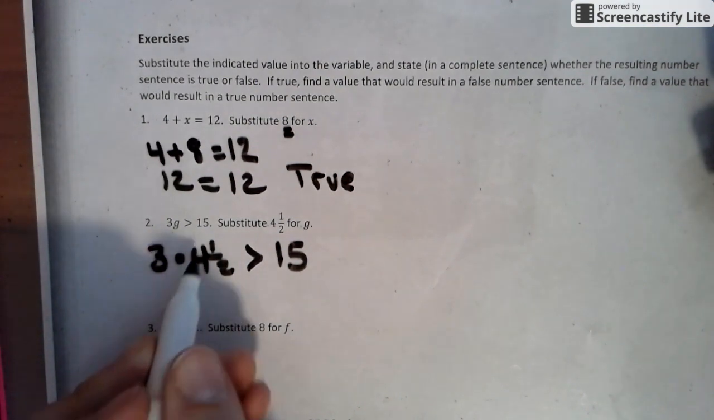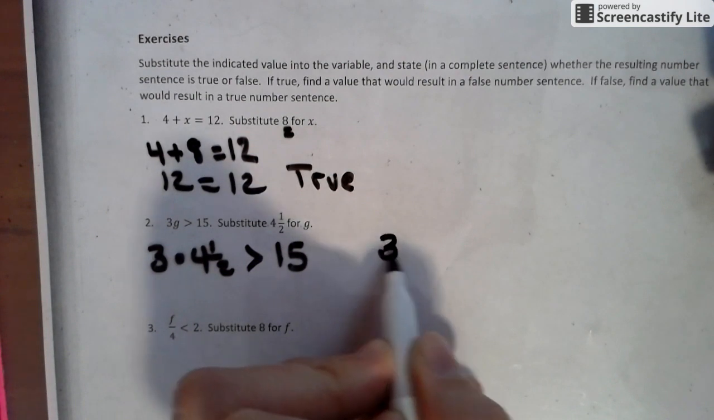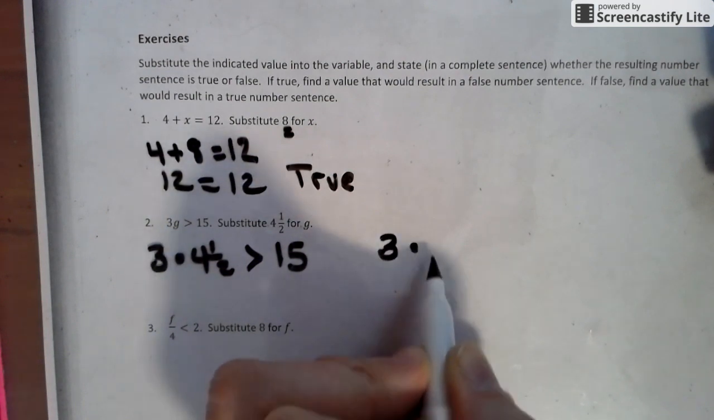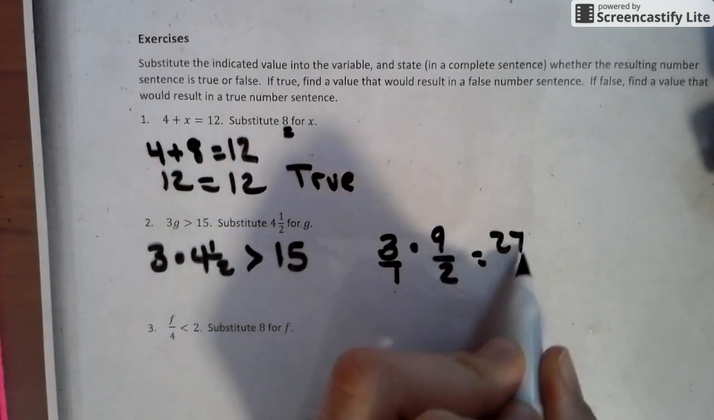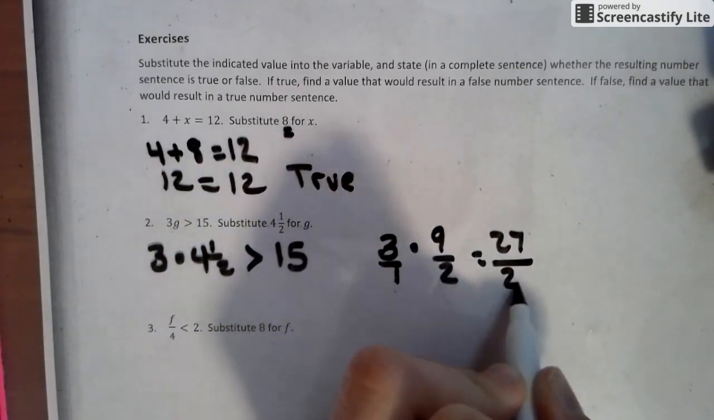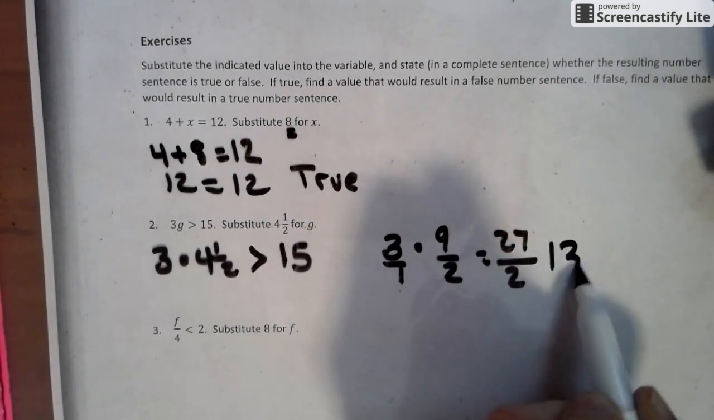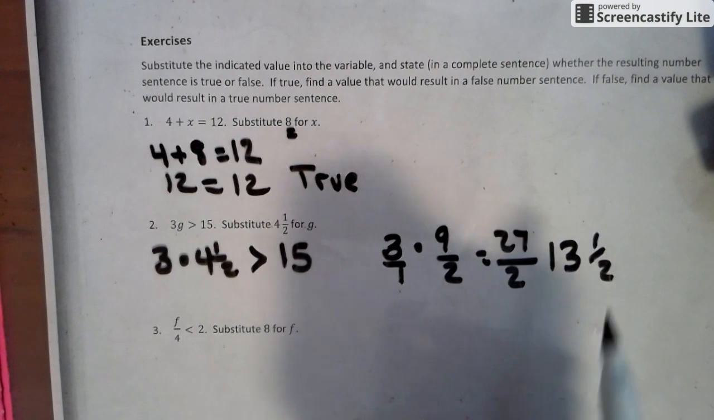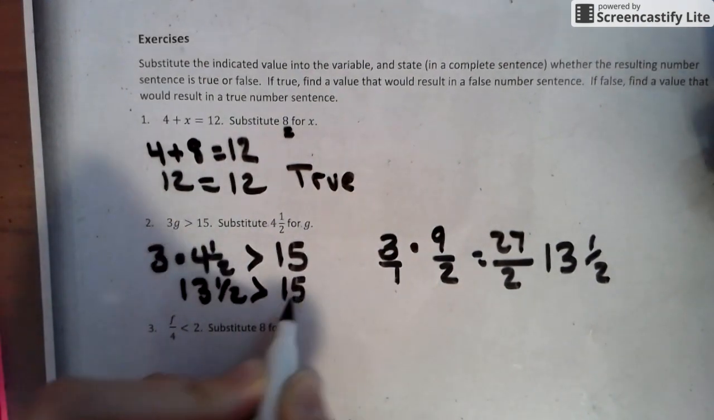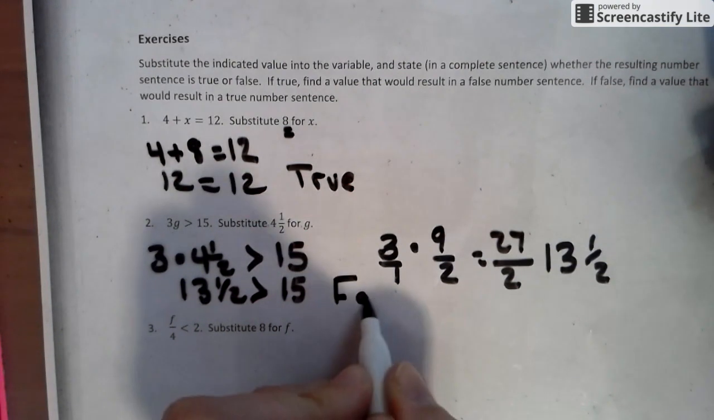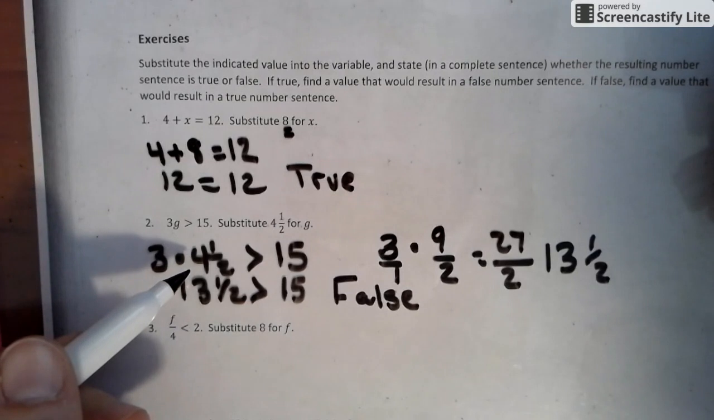So I'm going to take this 4.5 and bring it over here and make it into an improper fraction. 4 times 2 is 8 plus 1 is 9, so 9 over 2. This whole number can go over 1. We get 27 over 2. That goes in 13 times to make 26, so that would be 13.5. So is 13.5 greater than 15? That's a false statement. So we'd have to figure out what would go here to make it a true statement.